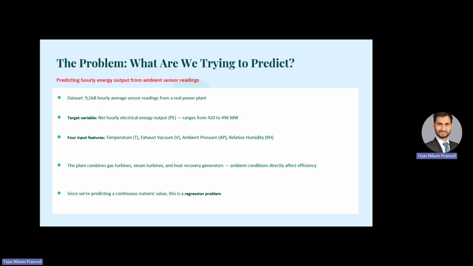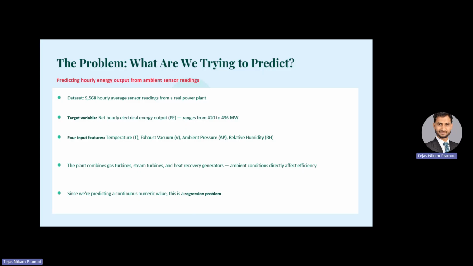Okay. So the data set we are working on is around 9,500 hourly sensor readings from a real power plant. For each hour, we have four environmental measurements: temperature, exhaust vacuum, ambient pressure, and relative humidity. What we are trying to predict is the net electrical output, and the unit of measurement is megawatts, MW. The output ranges anywhere from 420 to 496 megawatts.